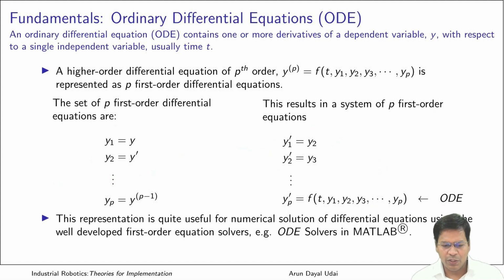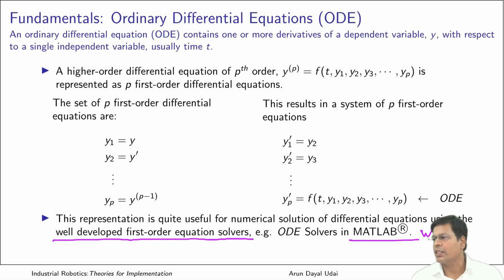Why is this done? Because this representation is quite useful for obtaining numerical solutions of differential equations using the well-developed first order equation solvers. So MATLAB already has a set of ODE solvers: ODE45, ODE23, ODE15. Those are nothing but Runge-Kutta solvers, and many other types are already defined. So they are solvers for first order differential equations.